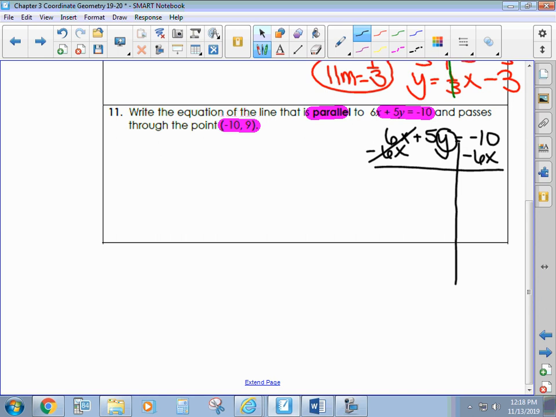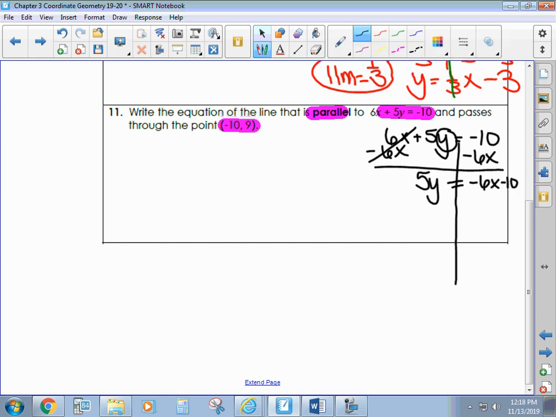Whatever you do to one side, do to the other. It has to be equal. What do we have left over here? Are they like terms? No. So we're just going to write negative 6x minus 10. So it doesn't matter what order it's in? Well, I like to do mx plus b. That's why I write mx plus b. This is a 10, so just pretend that is a 10.